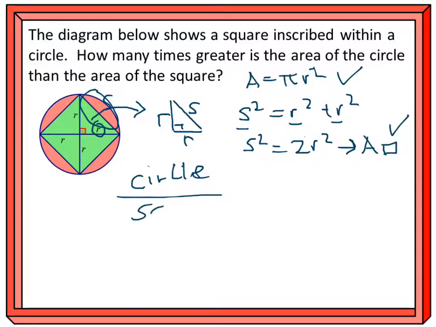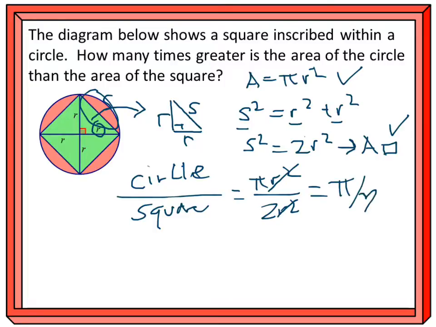Okay, over the square. And so I have pi r squared over 2r squared. And you can see that these r squareds will cancel out. Now, they'll cancel out as long as they're not 0, because you can't divide by 0. But hey, if your radius is 0, you're not even doing a problem here. You don't even have a circle. So we're left with pi over 2. So the area of the circle is pi over 2 times greater than the area of the green square.